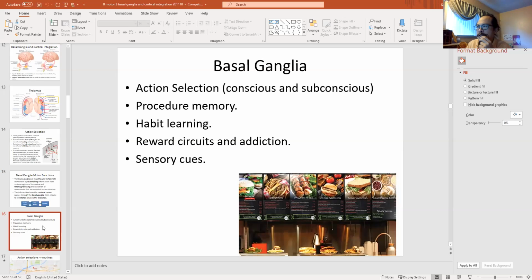So the function of basal ganglia can be viewed in these different areas. So it's action selection. In the beginning, this could be a conscious selection, but it gradually becomes subconscious, that you know you are doing it, but you do it as a routine.